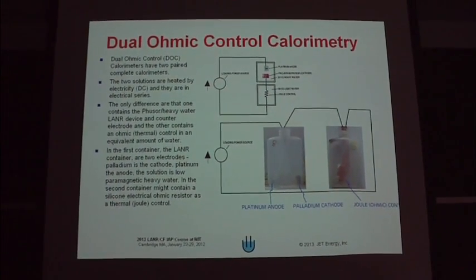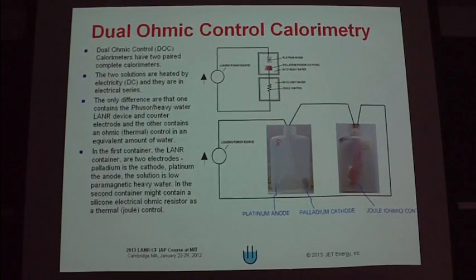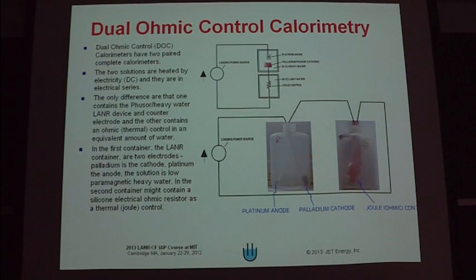270% beyond the input energy, and we did that for a whole week. And here, for example, these are in electrical series. You can see the platinum anode here, palladium cathode here. Well, this is before it was filled with heavy water, which we did in his office. Here's an ohmic control. And what we did is, so we have the same current going through both.